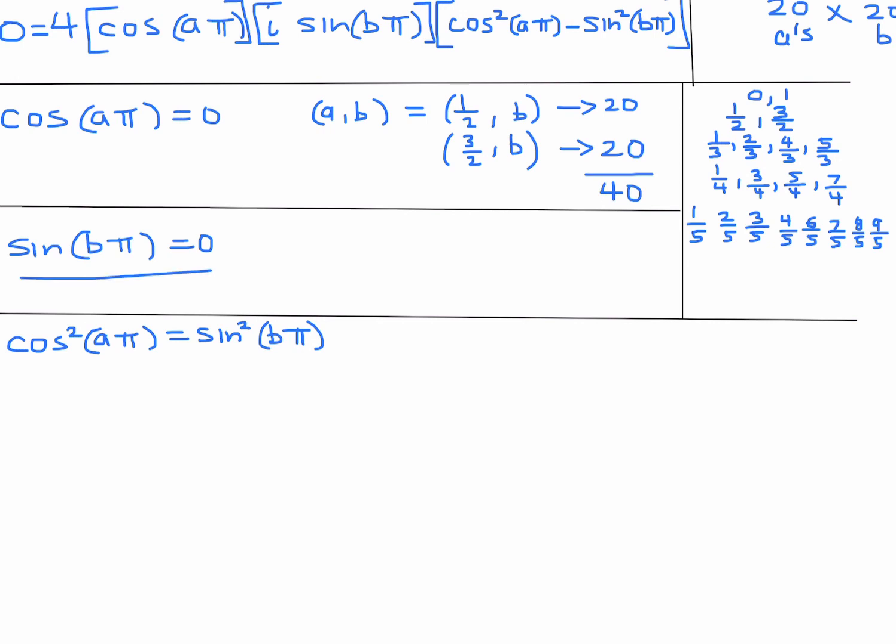Now let's look at this one. sin bπ is equal to 0. Well, what can my a and b be here?